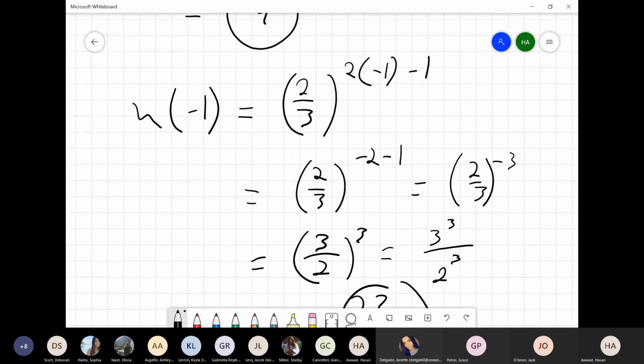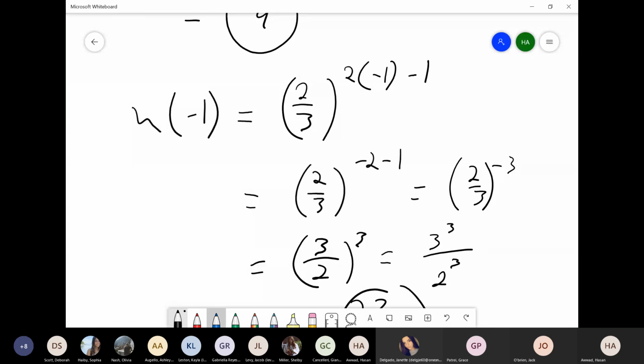Okay, so once again, the process: you take your input. Your input in this case was -1. You're plugging -1 in wherever you have your variable, right? In this case, this is an exponential function, so your variable is going to be in the exponent. So you plug -1 into your exponent. You simplify the exponent down. So in this case, we got a -3.